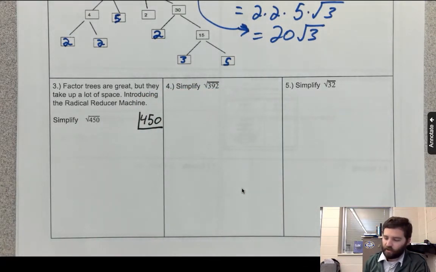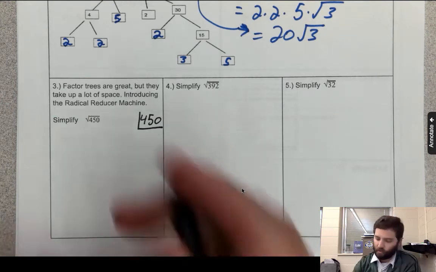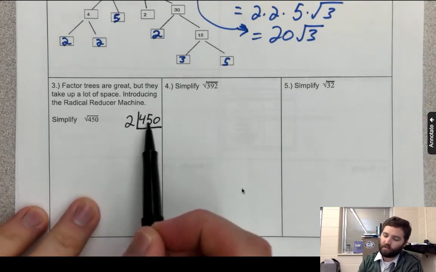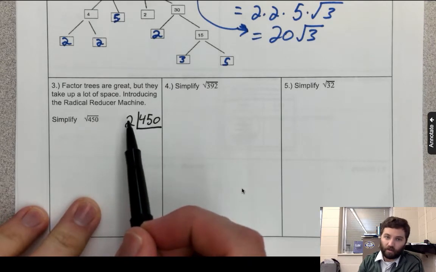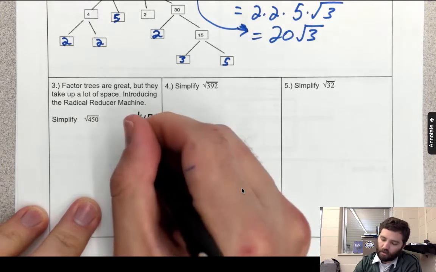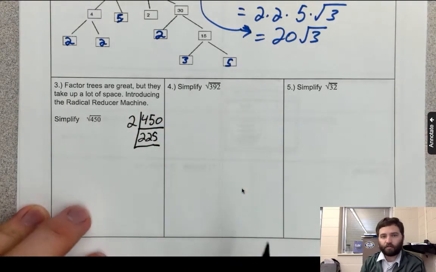Okay? Then you ask yourself, what is a small prime number that goes into the number that I have? So what is a small prime number that goes into 450? Well, 2. How about that? 3 works as well, but 2, 3, any of those small prime numbers is fine. So then you say, all right, well, what is 450 divided by 2? Well, it's 225. Okay. So that goes below it.